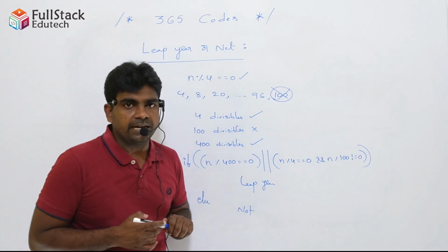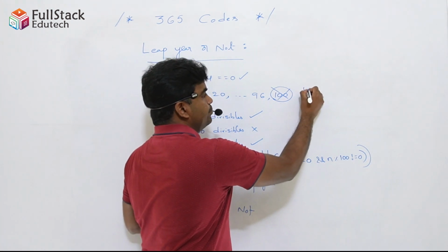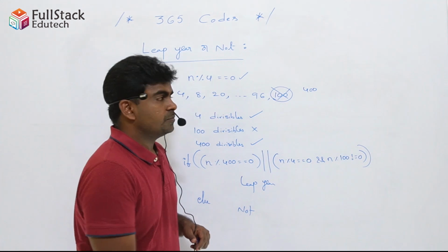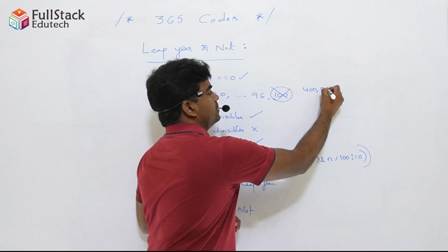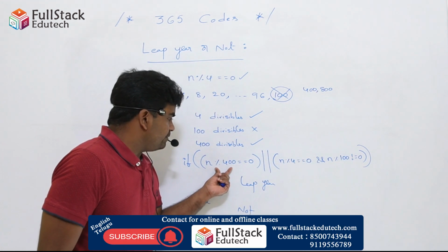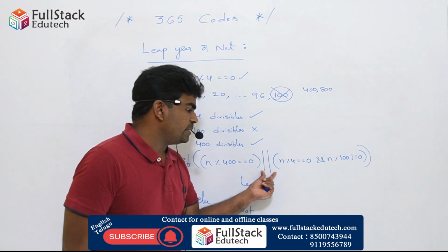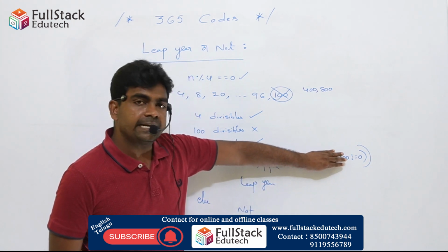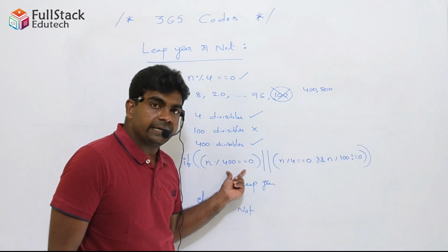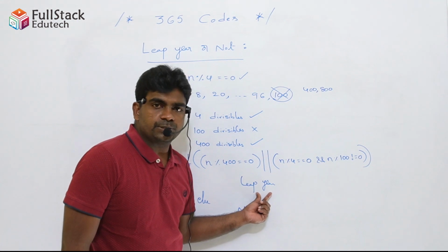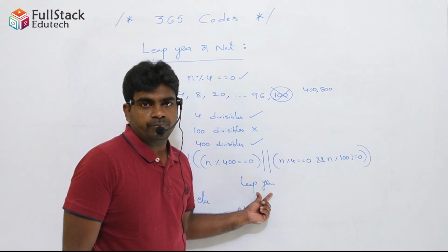See, how can we say that? Suppose you take the input as 400 or 800. Yes, see, it is divisible by 400. For the OR operator, there is no need to check the second condition. If the first condition is valid, directly it will display that it's a leap year.